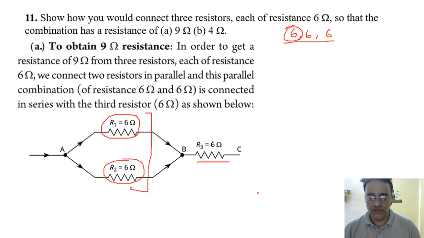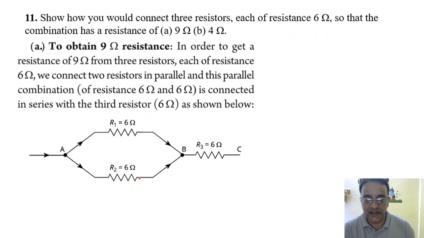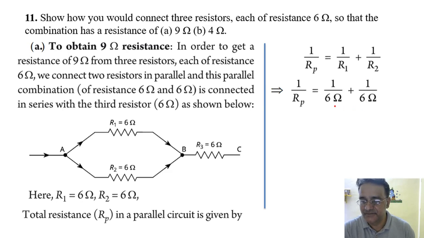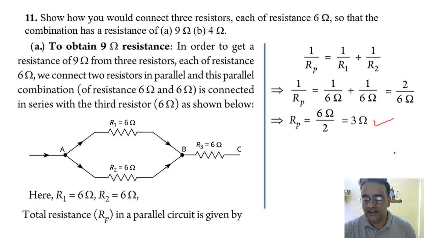Okay, first we will find the equivalent resistance of this one, R1 and R2. So how much will the equivalent resistance be? 1 upon Rp is equals to 1 upon R1 plus 1 upon R2. Right? R1 is 6, R2 is also 6. So we'll get 2 by 6. So Rp will be equals to 6 by 2, that is 3 ohm.